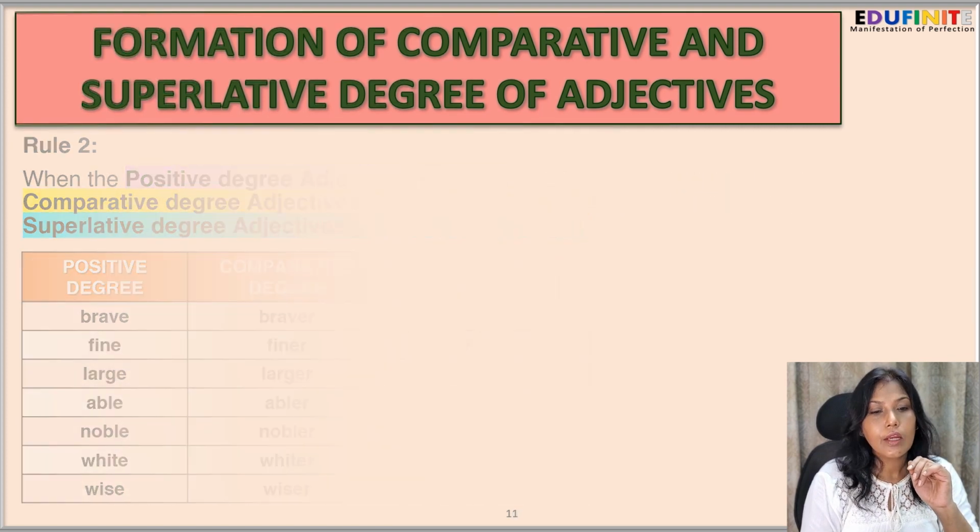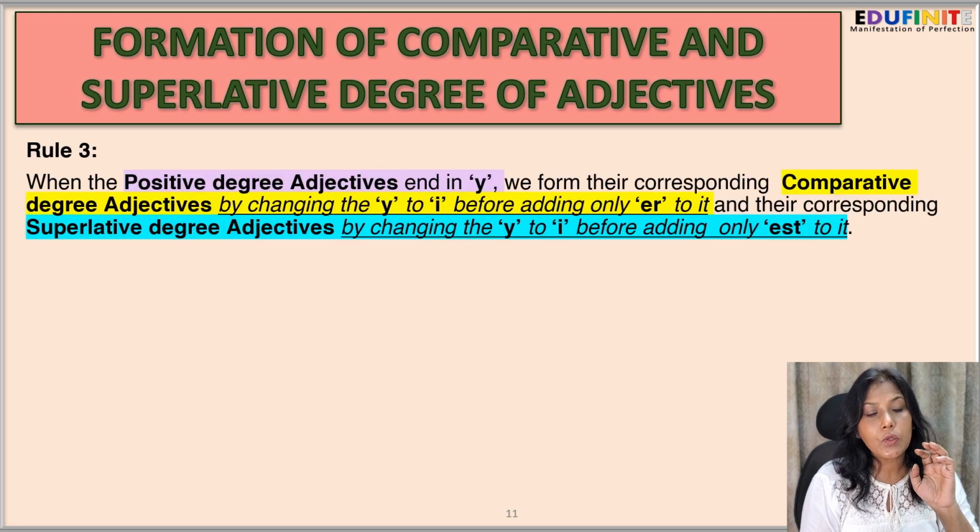And the next one, rule 3. Now what is rule 3? When the positive degree adjectives end in Y. So now we have done E, now we are doing Y. When they end with Y, we form their corresponding comparative degrees by changing the Y to I before adding ER to it. So just as we do to make nouns into their plural forms, you can check my videos on nouns where I have already explained all this. It's the same rule that is applicable.